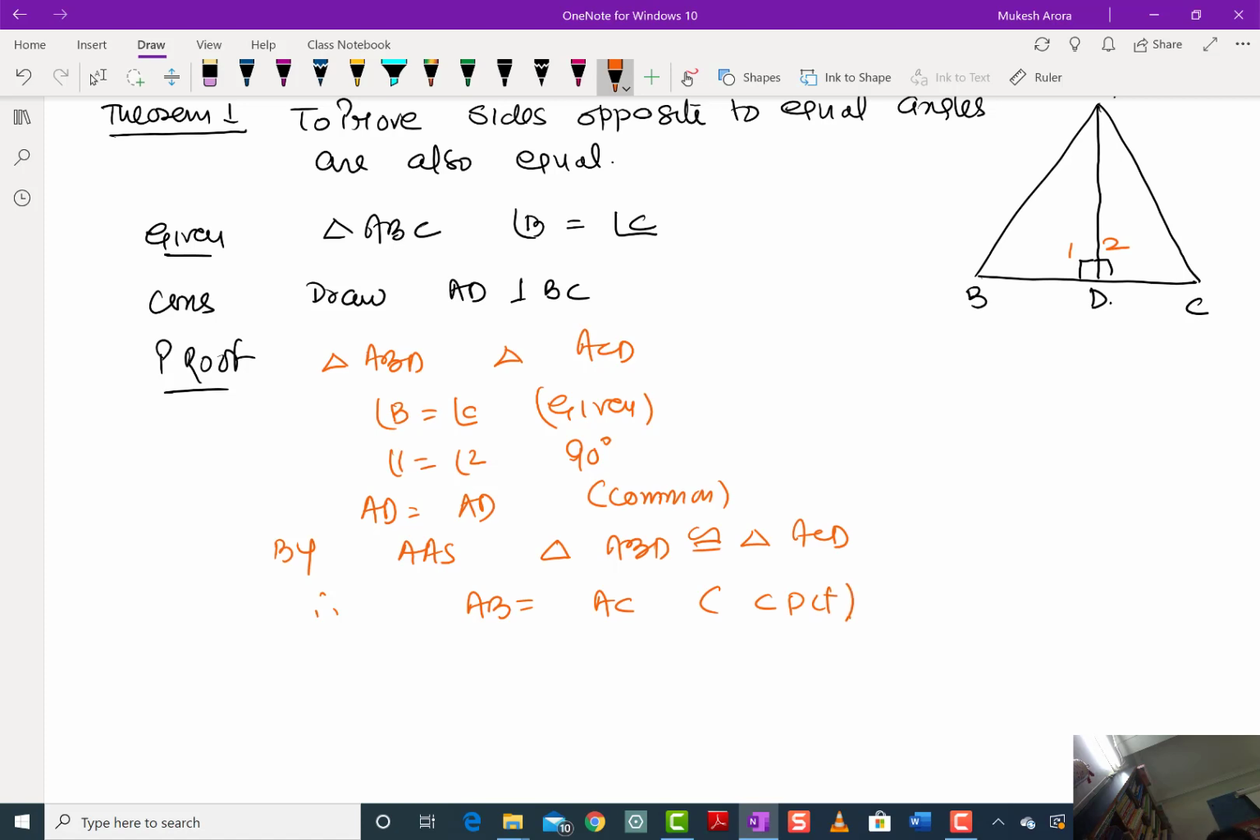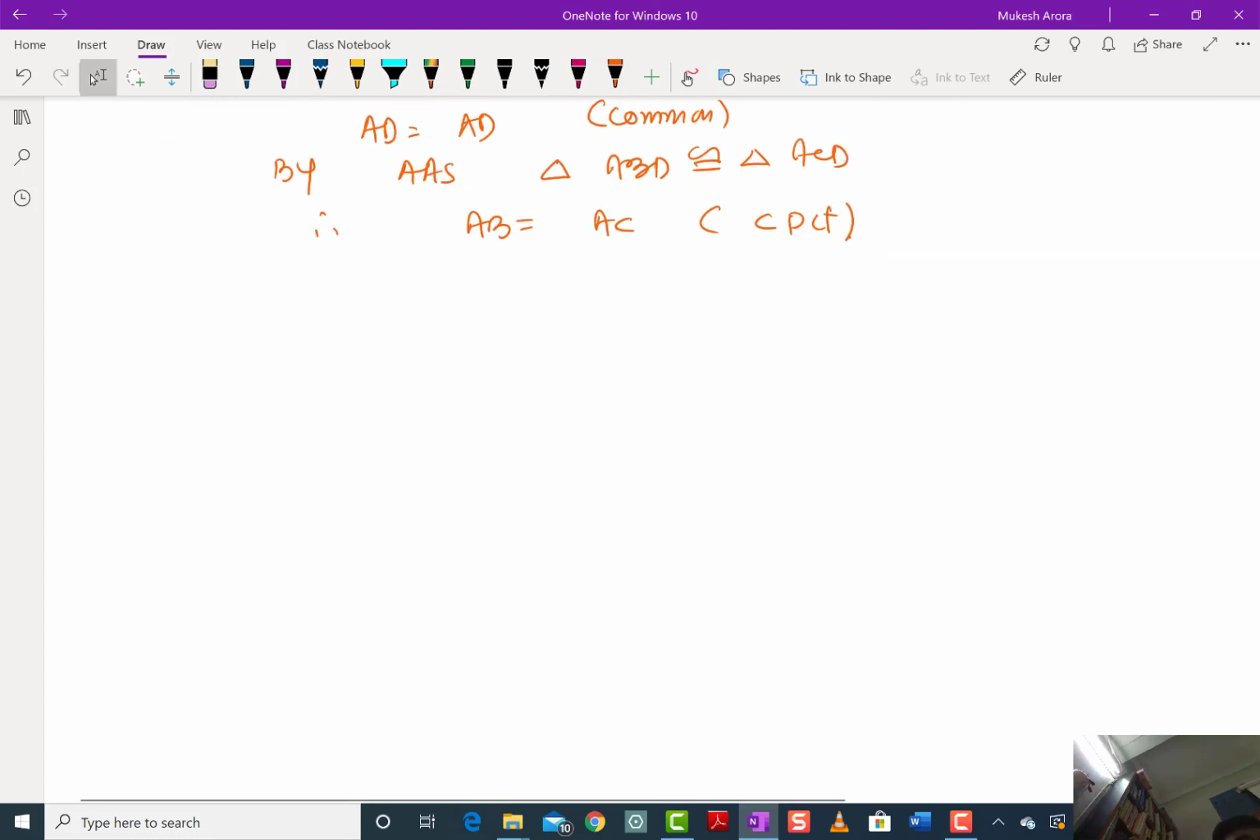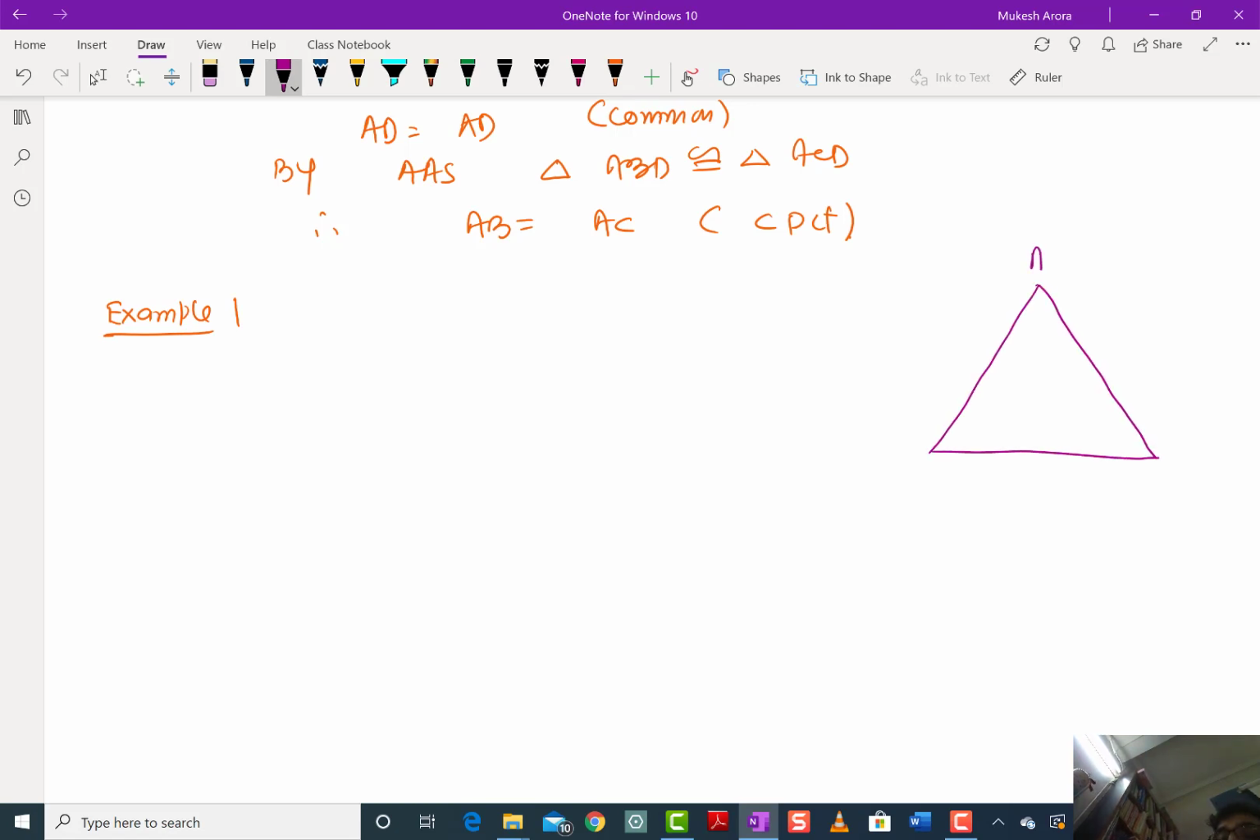These are the two theorems which we have to remember. Now we'll do a few examples of this. Example 1 is triangle ABC. AD is the bisector of angle A as well as perpendicular.